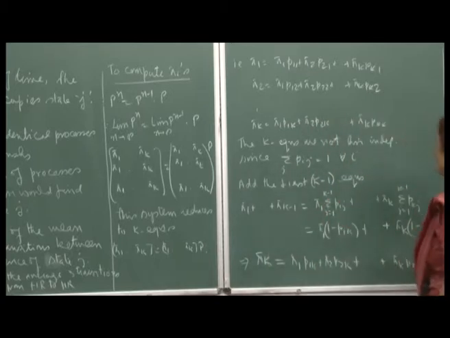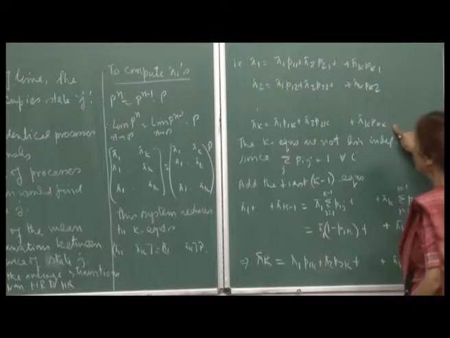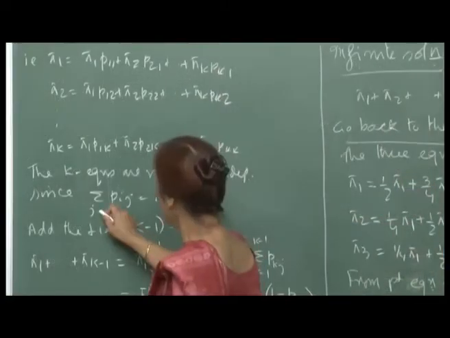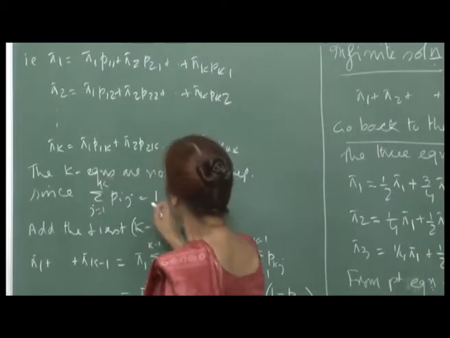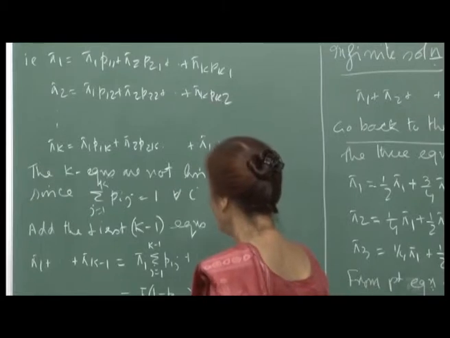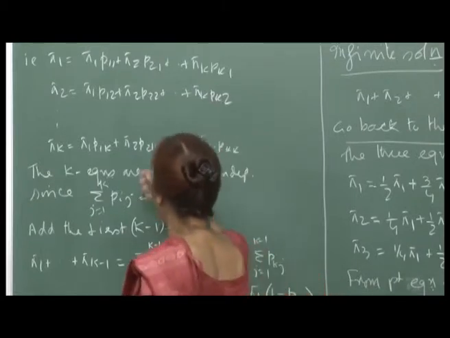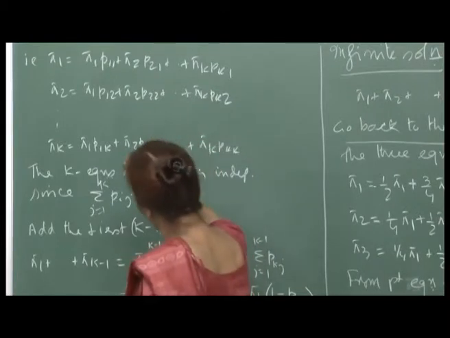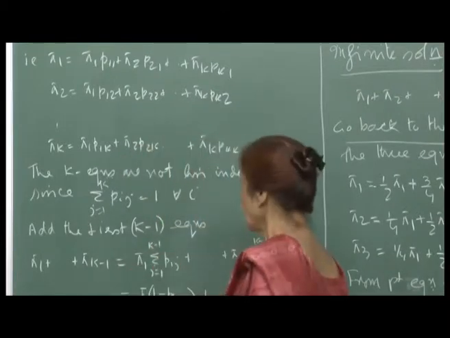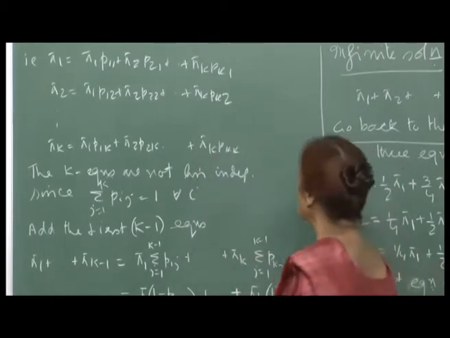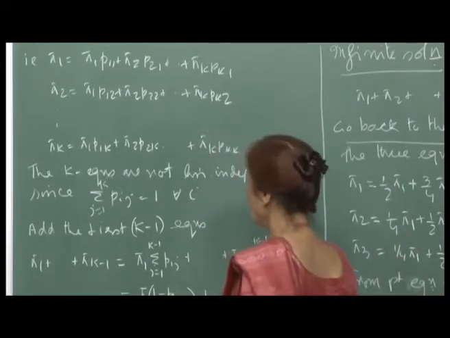So, I have these k equations, but you can immediately see that these k equations are not linearly independent, since sigma p i j, j varying from 1 to k is equal to 1. So, let us just quickly check this. Essentially what I am saying is that your first k minus 1 equations will give you the kth equation. So, those of you who are familiar with the word rank, the rank of this matrix is k minus 1, or you want to show that.